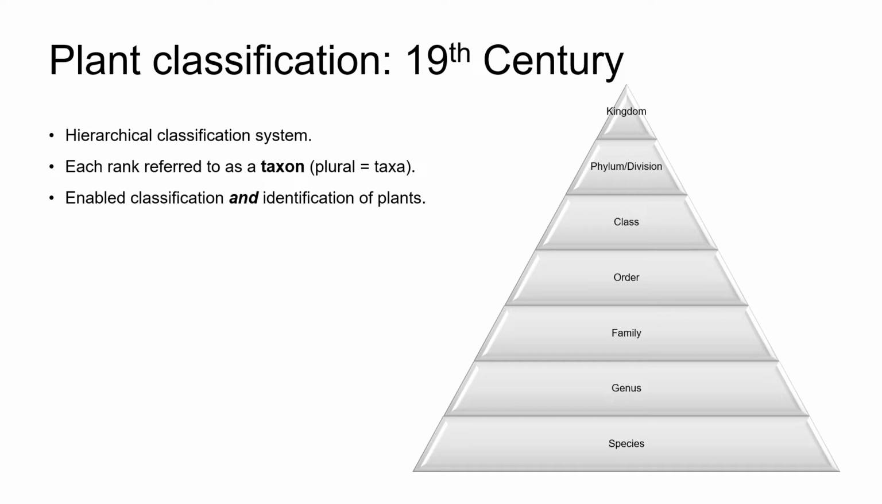This hierarchical system worked really well for classifying all of the plants from across the world that were being brought back to Europe. A series of questions could be asked at each taxonomic rank that enabled botanists to identify plants as well as classify them. The questions they asked might have followed something like the diagram on the next slide.